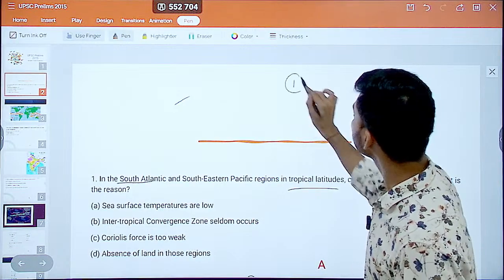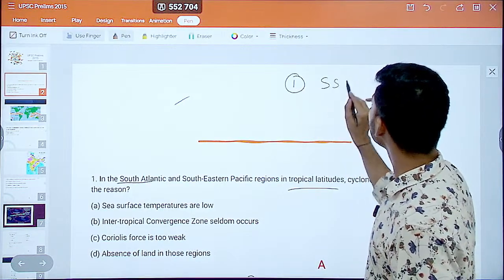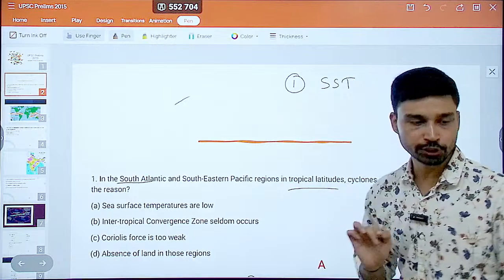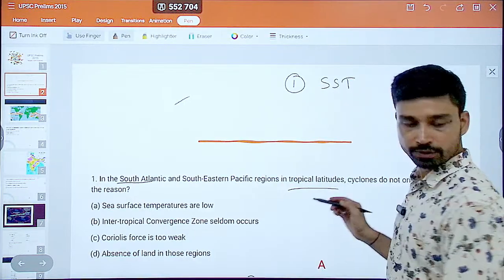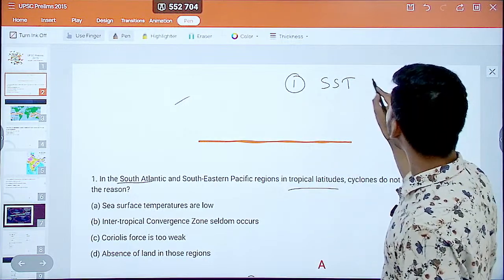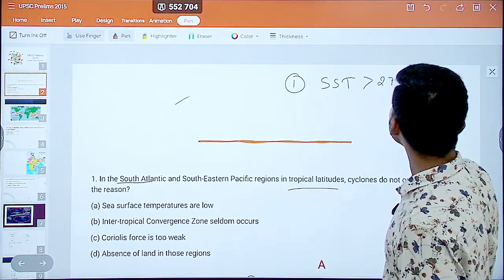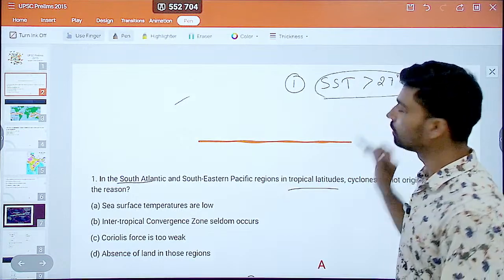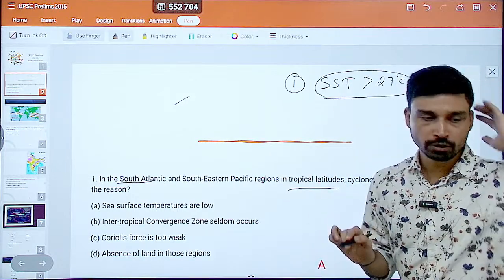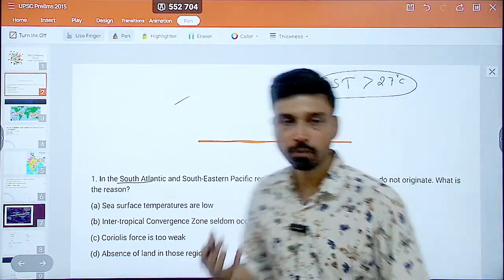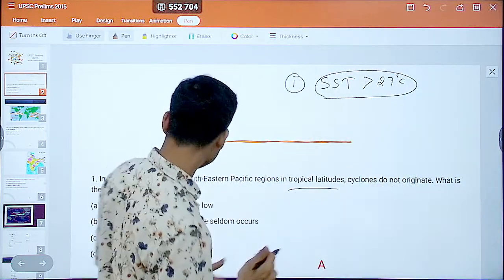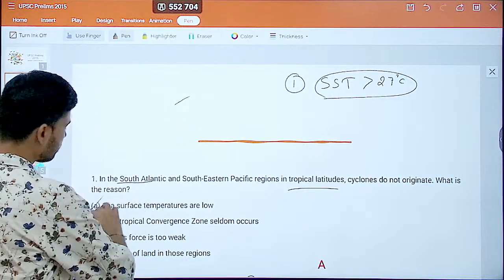First condition we can discuss is the sea surface temperature. That is the most important condition here. So, for the origin and development of a cyclone, sea surface temperature should be higher than 27 degrees Celsius. If it is lower than this, then cyclones do not originate, no matter how much is the velocity of wind or how much is the convergence of the wind. So, the correct option here obviously is this.